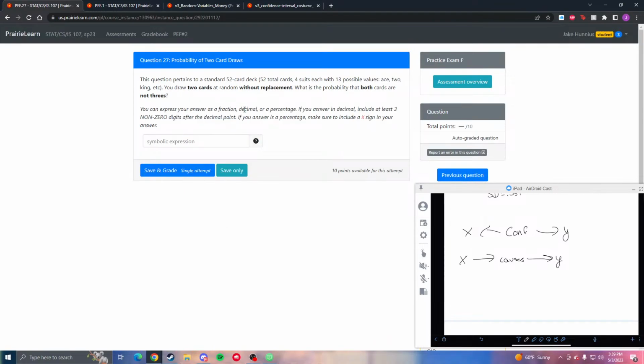You draw 2 cards at random without replacement. What is the probability that both cards are not 3s? The probability of not drawing a 3 is 48 out of 52. And then the probability of drawing a second card without putting the first one back that's not a 3 is 47 over 51.